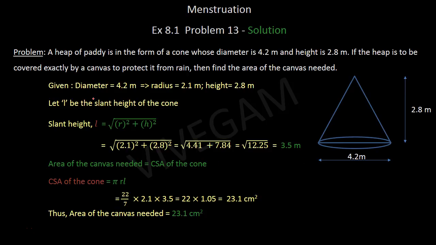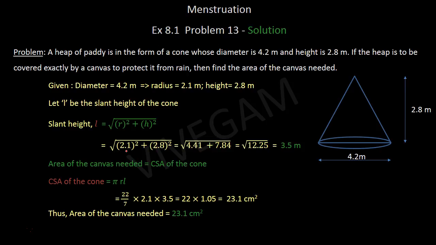Okay, the solution. Diameter is 4.2 meters. We are converting it into radius, 2.1 meters. Height is given as 2.8 meters. The area of the canvas required is the CSA. So the first step is to calculate the slant height. Slant height L equal to root of r square plus h square.